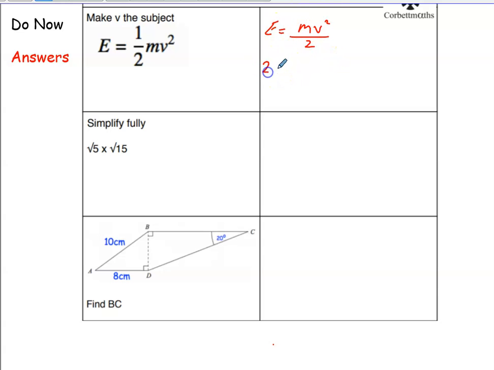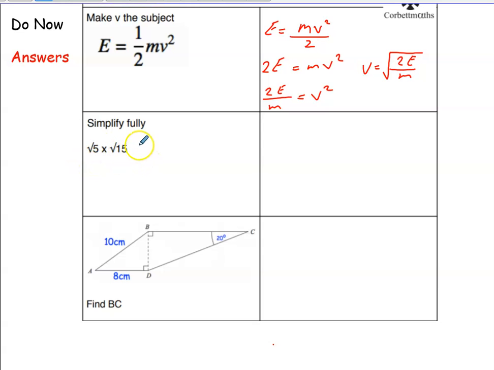So that would give you 2e equals mv squared. Then divide both sides by m. So 2e over m equals v squared. And then the final step would be to square root both sides. So that would give us a final answer of v equals square root 2e over m.